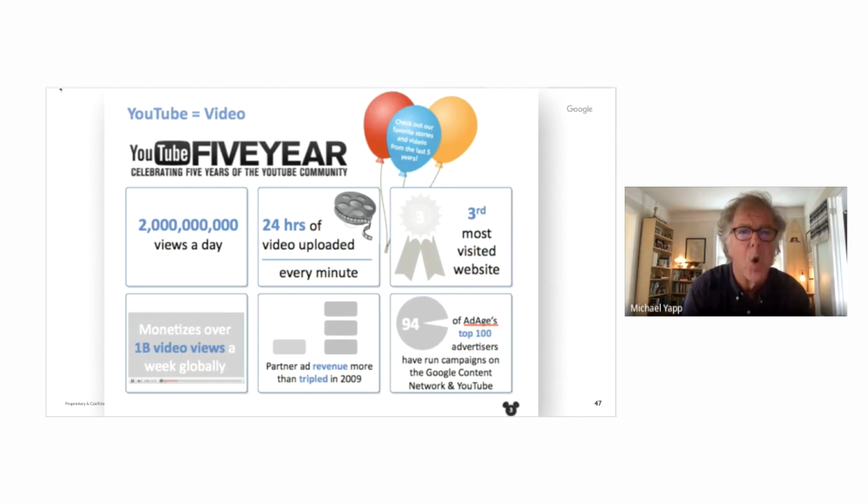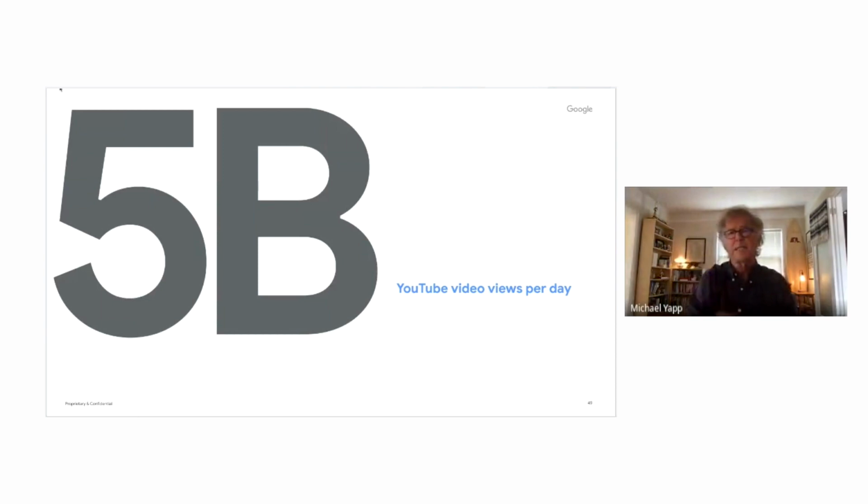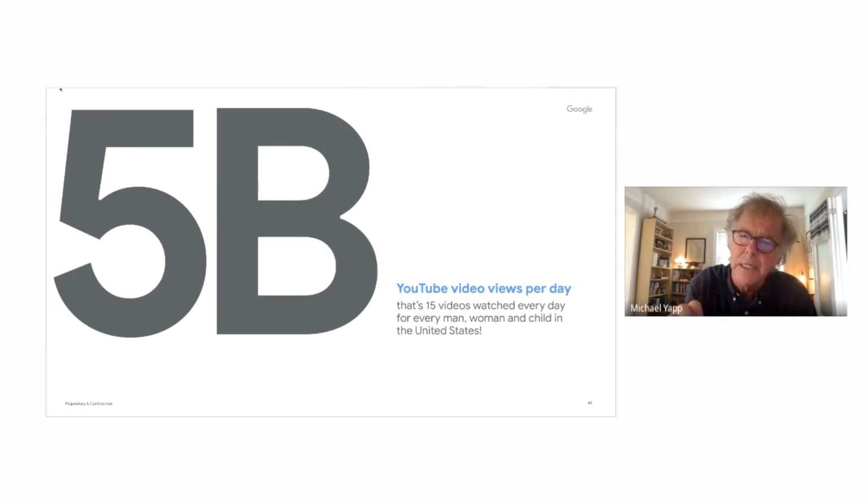And then you have to ask yourself editorially, what is it that I'm trying to say? If what I'm trying to say is a particular point, then numbers are only going to be effective when I give them a relevant context. So if I say 5 billion here and I give it context, that says everything I need to know about the importance of YouTube. And then when I give it that context, I say that's 15 videos watched every day for every man, woman, and child in the United States. Anybody that sees that only needs one point of information to know, wow, YouTube must be pretty important.